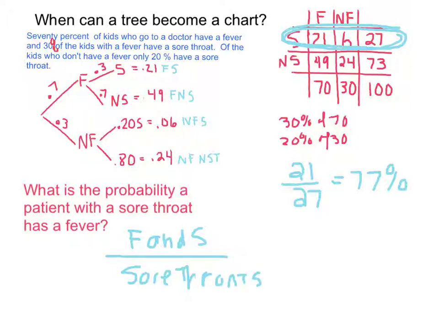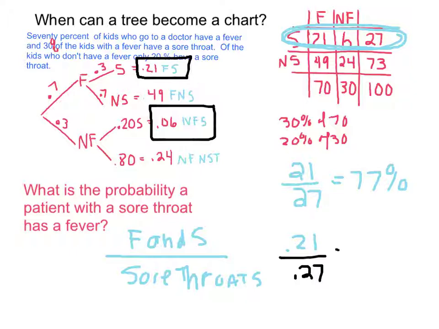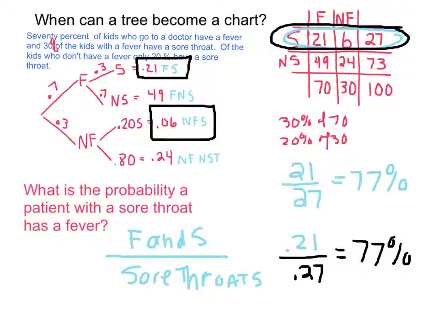And that information is not really readily available in the tree. The patients who have fever and a sore throat, that's 21%, but the patients with sore throats are made up of these patients plus these patients, 27%. It's actually the same math, but it's a lot easier to answer that question when you're looking at the chart than when you're looking at the tree diagram. So if you can turn the tree diagram to the chart, it's going to be easier for you.